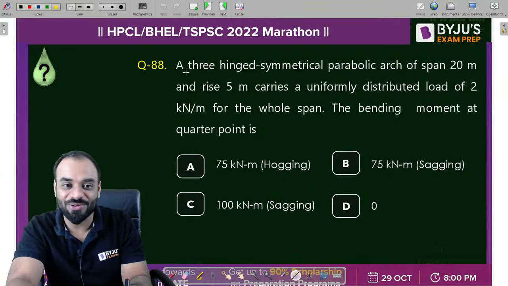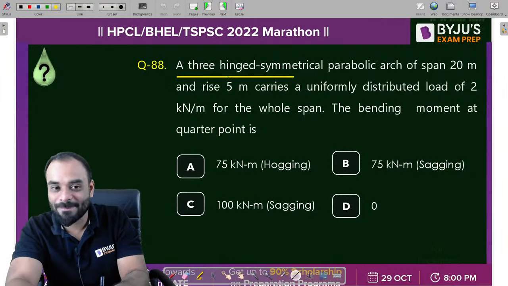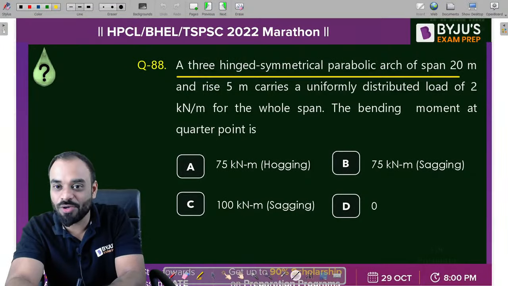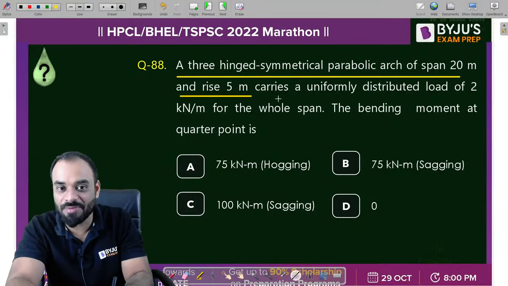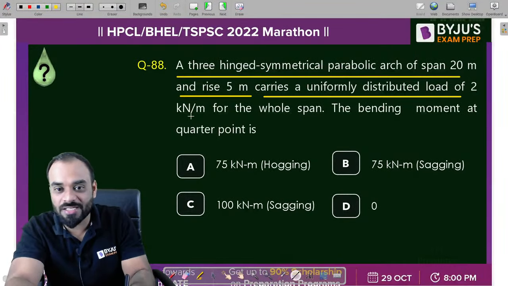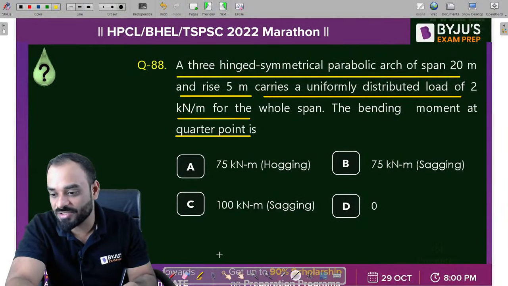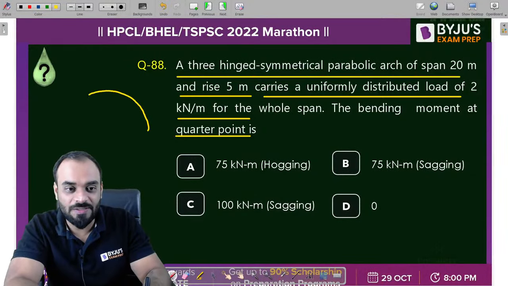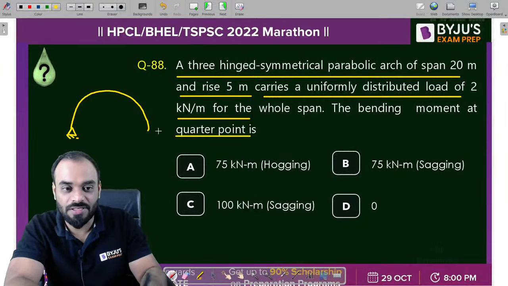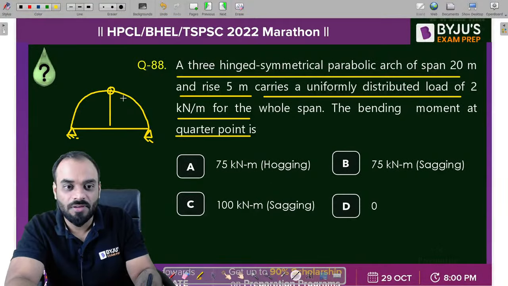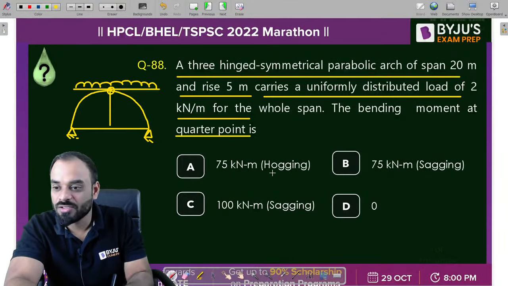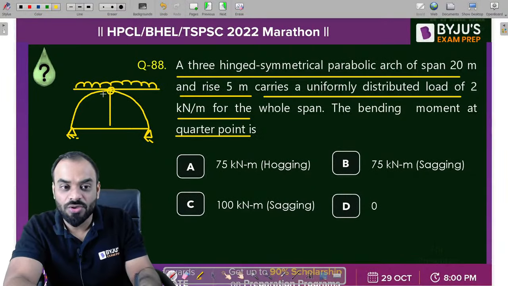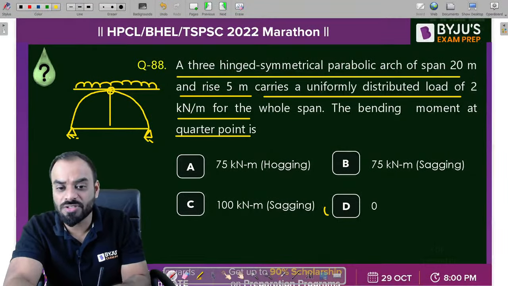Okay. A 3-hinge symmetrically parabolic arch of span 20 meter and rise 5 meter carries a UDL on the entire span, then the bending moment at the quarter point is equal to how much? I think it is known to you, right? This is basically our arch, 3-hinge arch. Very simple question. In case of 3-hinge arch, you know that, guys, if you put the UDL on the entire span, the bending moment at each and every section will be equal to how much? 0, right? It is 0.